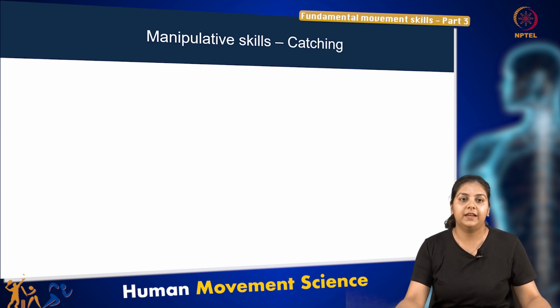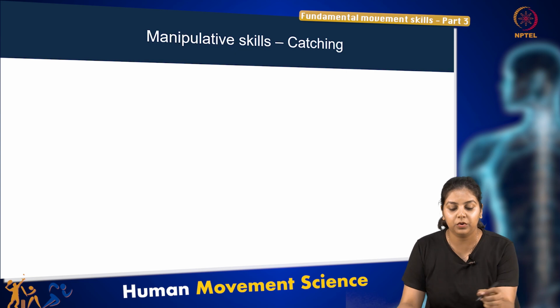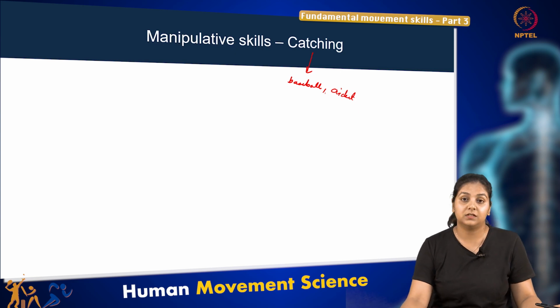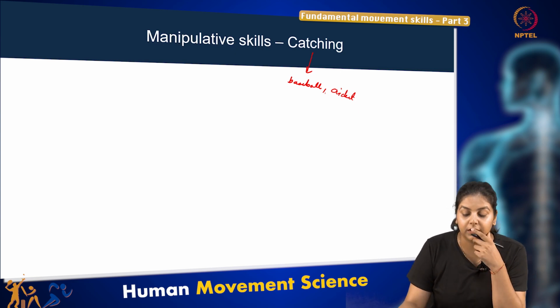Right, let's look at another example of manipulative skills, which is catching, right? So now where would catching be quite important? So again, that would be for baseball. It could also be for cricket, right? So catching is important popularly in these two sports.